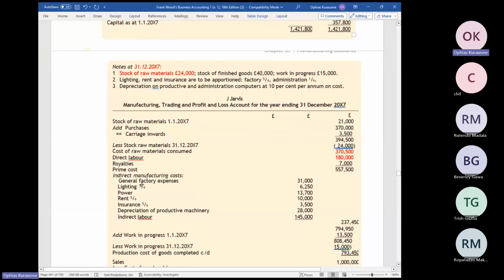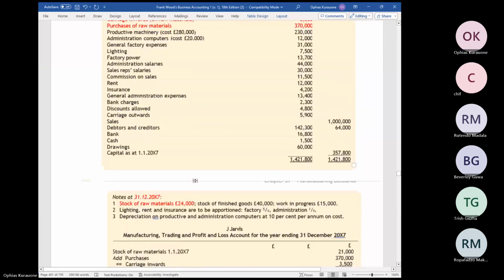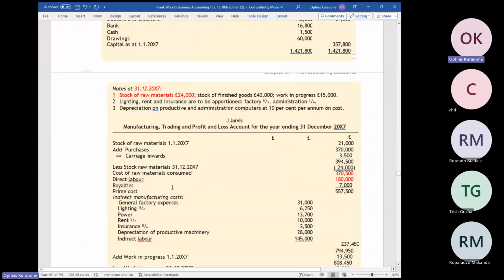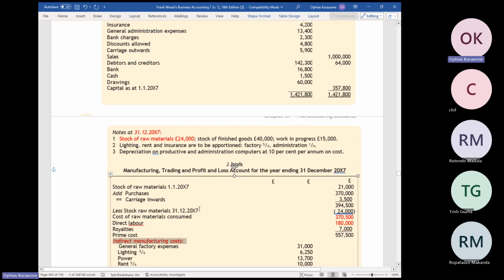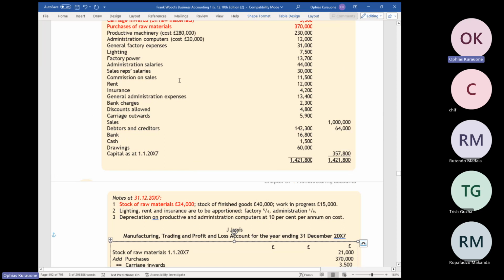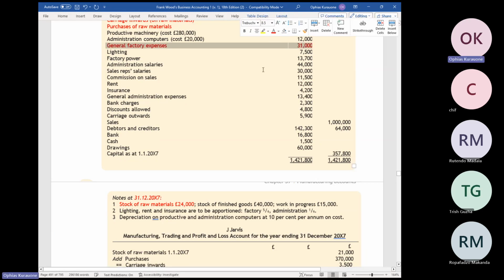Then you go to indirect manufacturing costs. If you are saying manufacturing costs, we are talking about only costs affecting manufacturing. General factory expenses. This one figure, 31,000. You pick it and write it. Then you've got factory power.